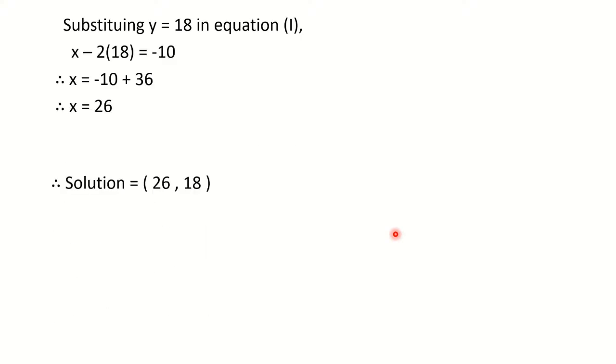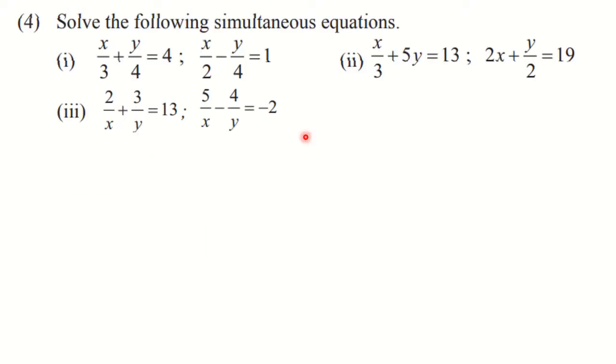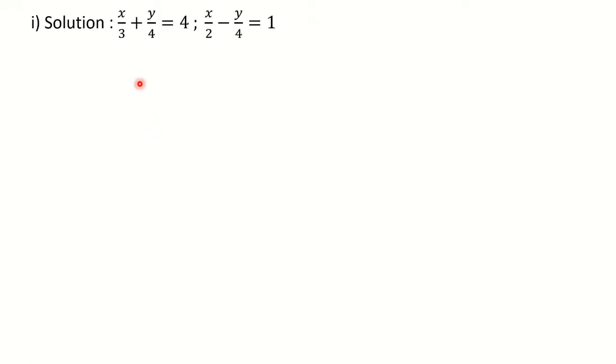Now try to find out the difference here. You can see that here fractions are present. So a little bit different method we have to follow here. We have discussed this sum previously, and once again I am discussing it as a revision. So let us start with the first question here. x upon 3 plus y upon 4 is equal to 4. And the second equation is x upon 2 minus y upon 4 is equal to 1.